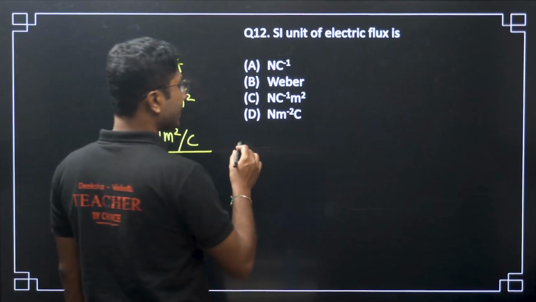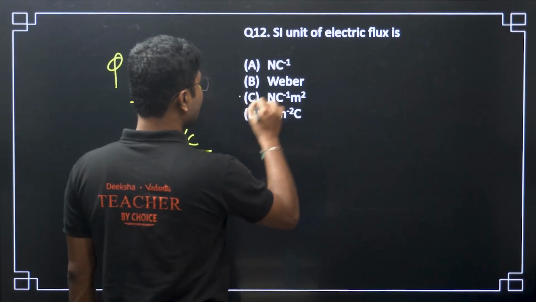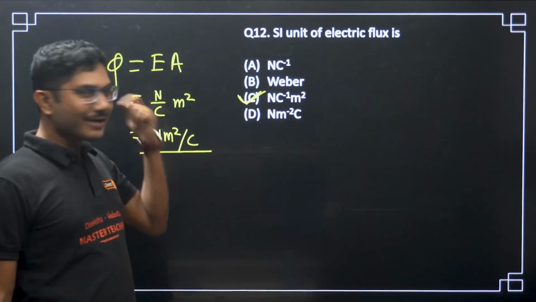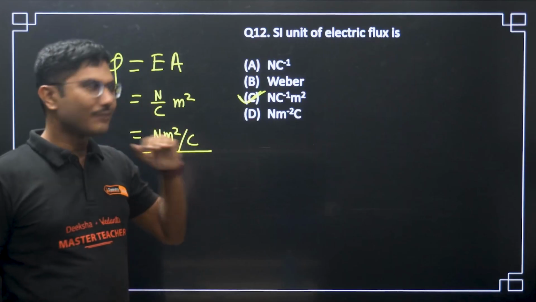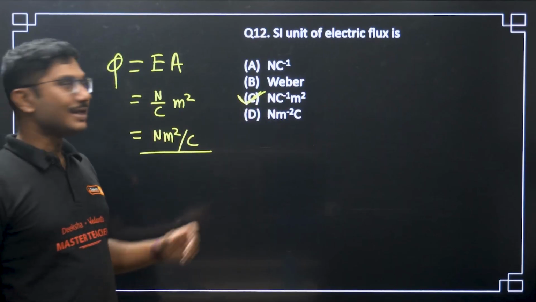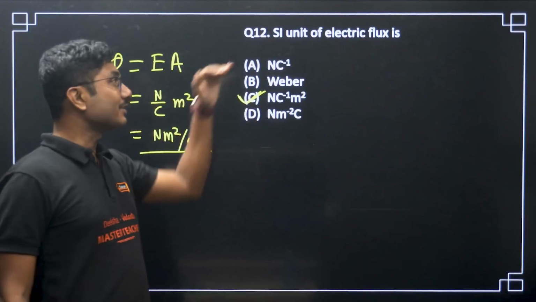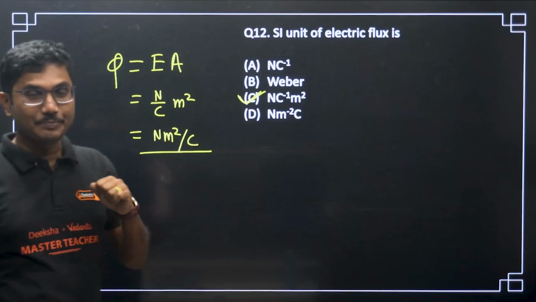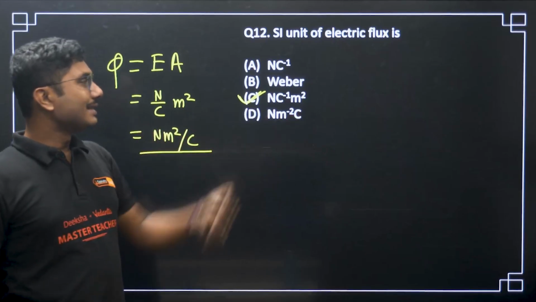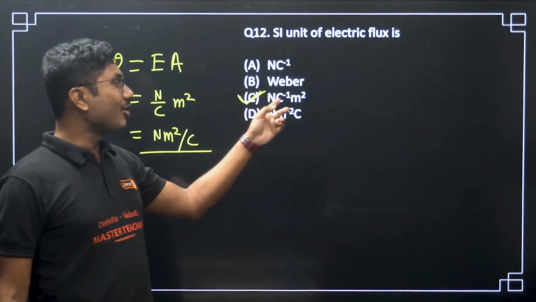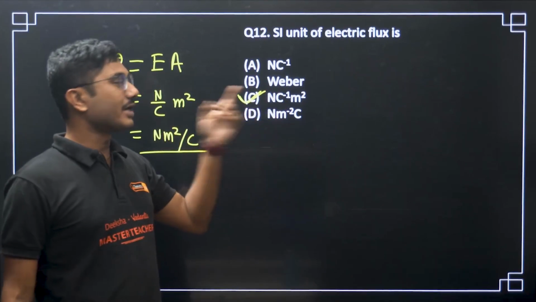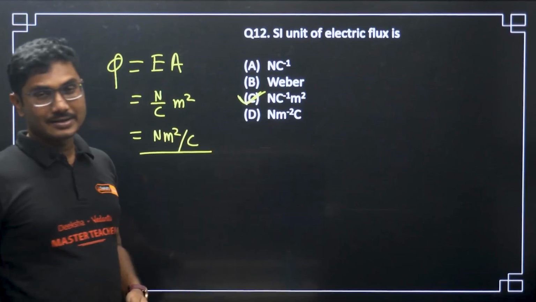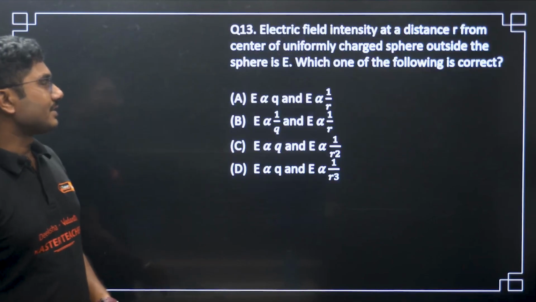If you see the options, you might be confused: Newton meter square per coulomb is not given. Actually it is given. You have to be careful while answering, because many students I have seen, even though they know the answer, by mistake answer option D. They see the correct order, but the order has simply been changed here, nothing else. So you might feel this is the wrong answer, but this is the correct answer. Be careful while answering such questions.